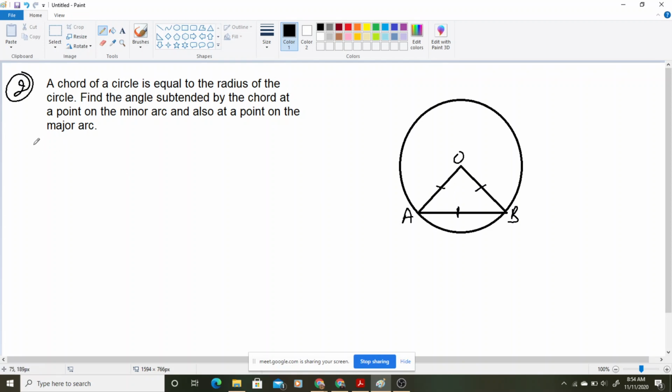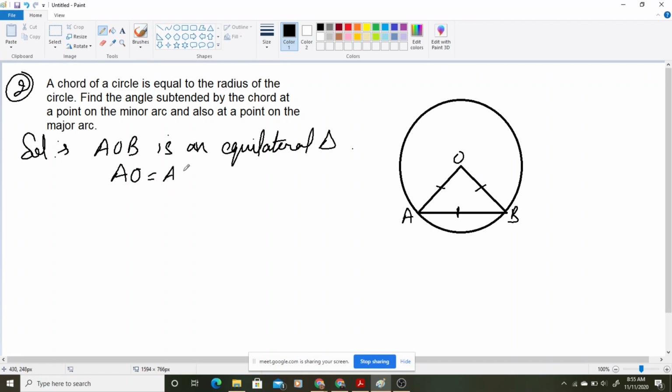Okay, so when you are going to write the solution part, you will be writing that triangle AOB is an equilateral triangle because AO equal to AB equal to OB, all the sides are equal. Okay, so this is the thing you will be writing. Then therefore angle AOB will be equal to 60 degree. Okay, this angle will be 60 degree. This is the first thing.